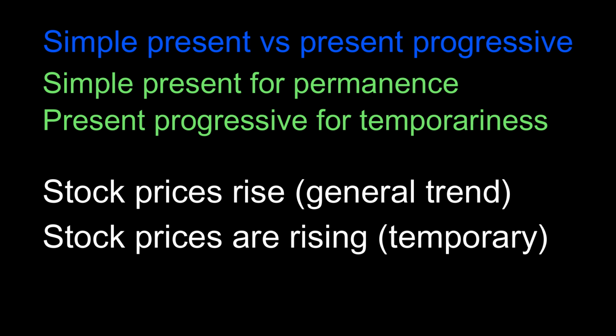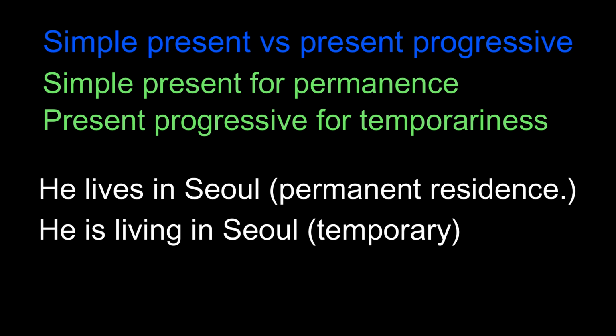Similarly, the following examples illustrate the difference in meaning. He lives in Seoul. Permanent residence. He is living in Seoul. Temporary stay, implying he might move soon.